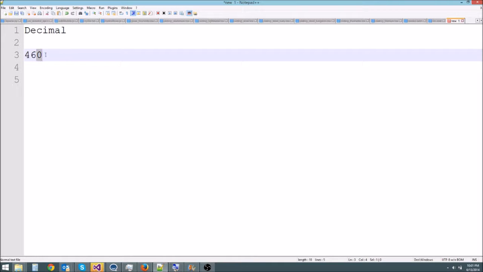So the first digit right here to the right, this is the least significant digit. This is the ones place, and in this case it's 0, so it has no value. This digit to the left is the tens place. It's 10 times more valuable than this. So even though there's a 6 here, we take that 6 and multiply it by 10 and get 60. So we add 60 to our total.